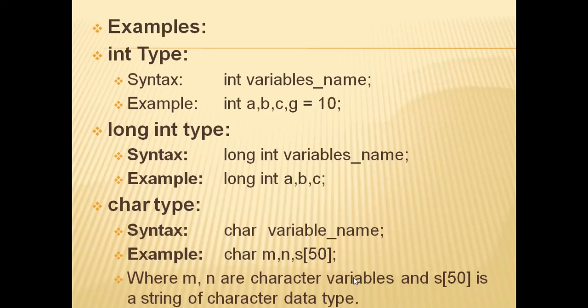Let us see the examples for various data types with syntax and examples. For integer data type, this is the syntax: int space variable name, ending with a semicolon. The example is int a, b, c, g = 10. Here a, b, c, g are variable names, and we are assigning 10 to the variable g. So this is called assigning a variable.